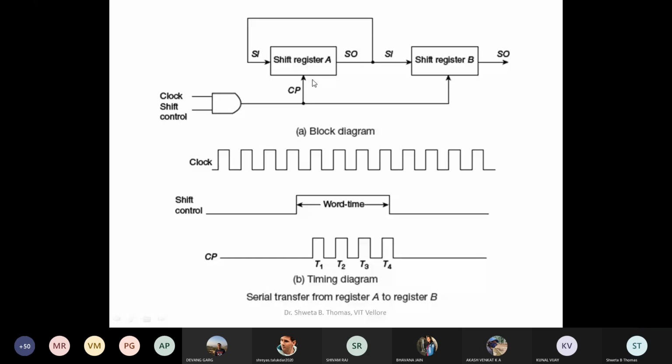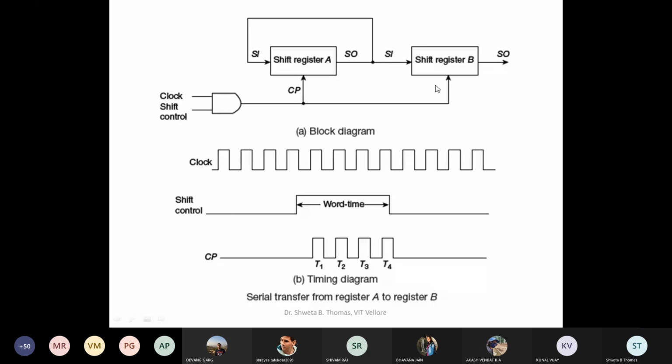The output of A is given to the input of shift register B. Both are right shift, I'm telling you. This is serial transfer from A to B. The shift control clock is also given. This is the same thing. Suppose initially shift register A contained a 4-bit value and B also has an initial 4-bit value.